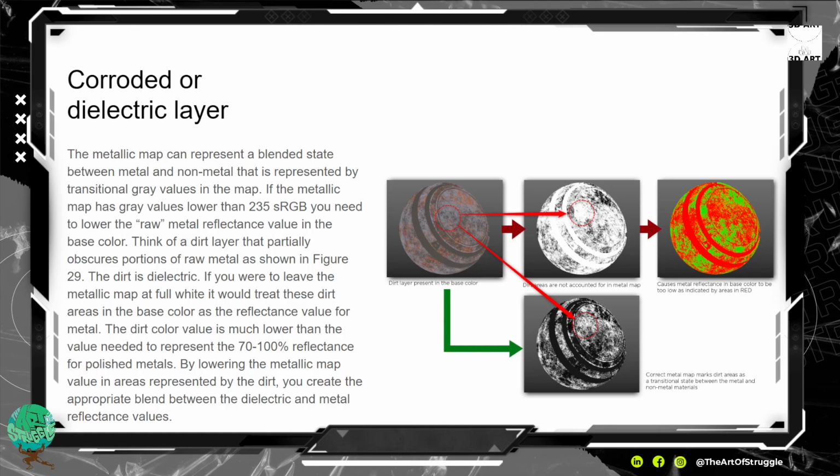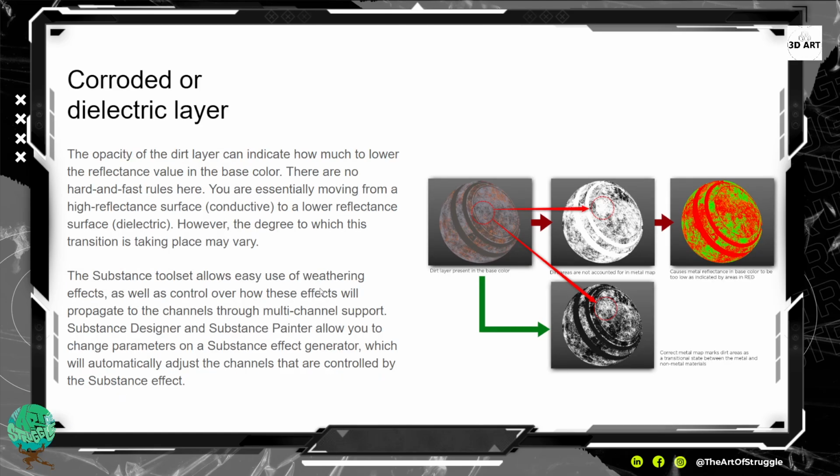The dirt color value is much lower than the value needed to represent the 70 to about 100% reflectance for polished metals. By lowering the metallic map value in areas represented by the dirt, you can create the appropriate blend between the dielectric and the metal reflectance values. So the opacity of the dirt layer can indicate how much to lower the reflectance value in the base color.